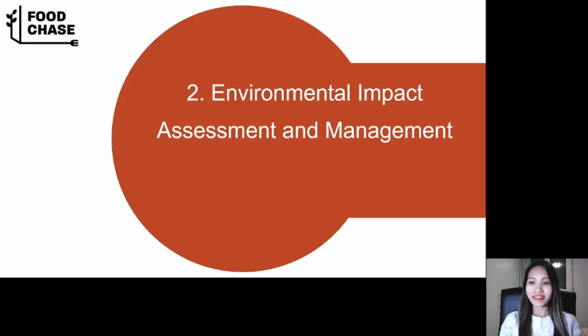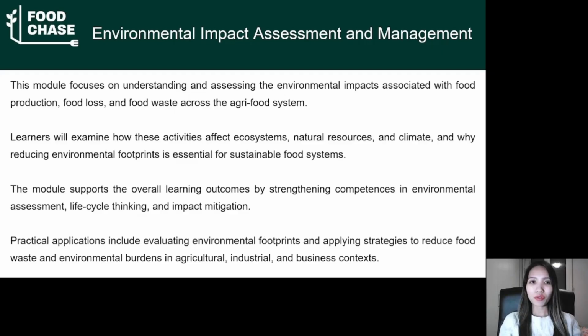Today, we will start the second module of the study unit, which is about environmental impact assessment and management. This module focuses on understanding and assessing the environmental impact associated with food production, food loss, and waste across the food system. You will explore how this activity affects ecosystems, natural resources, and climate, and why reducing environmental footprints is essential for sustainable food systems.